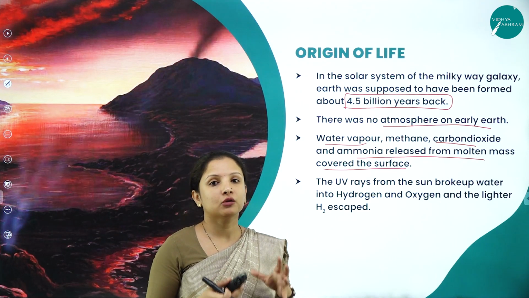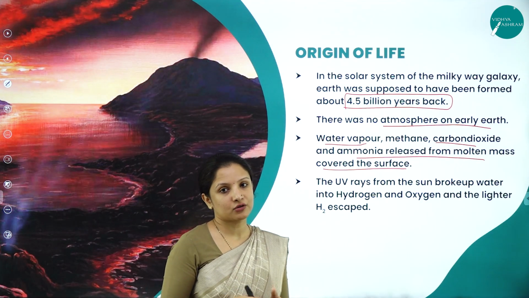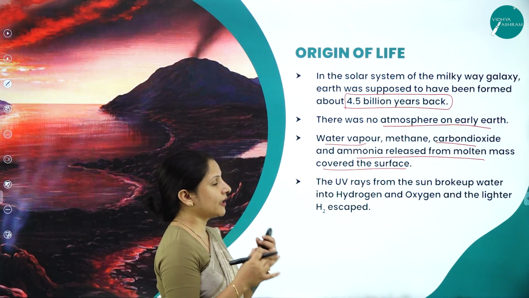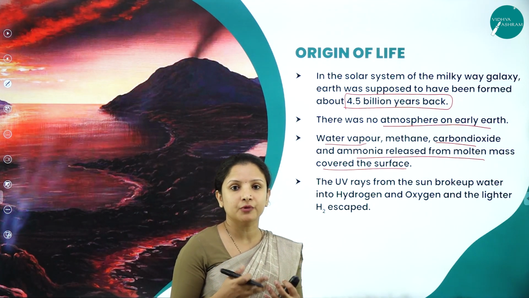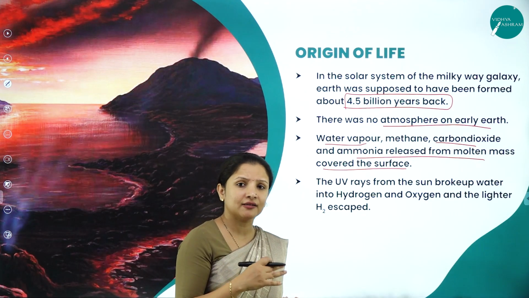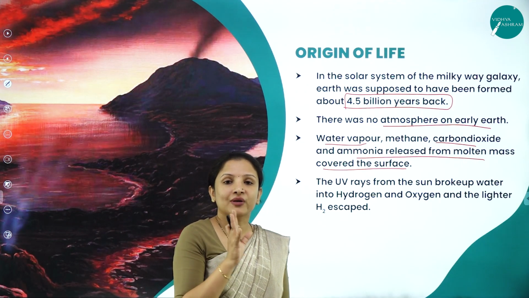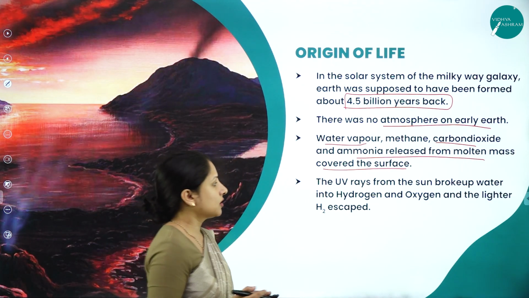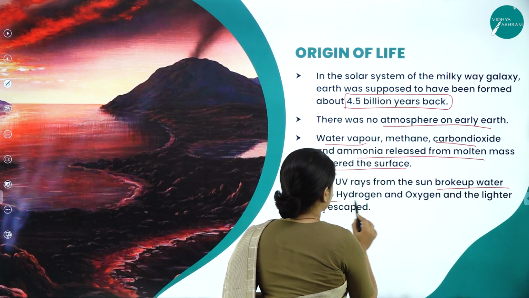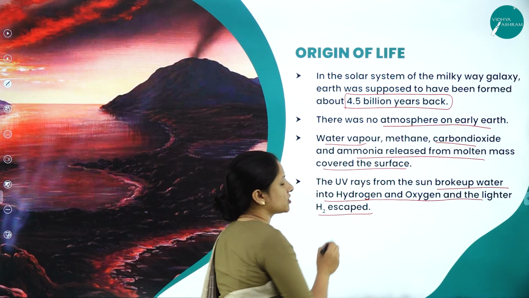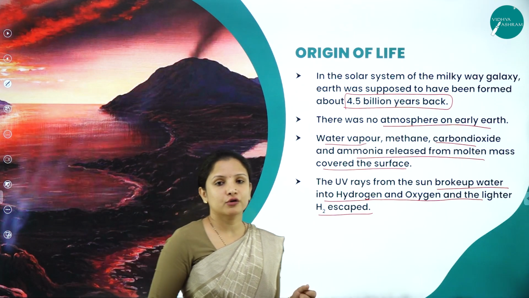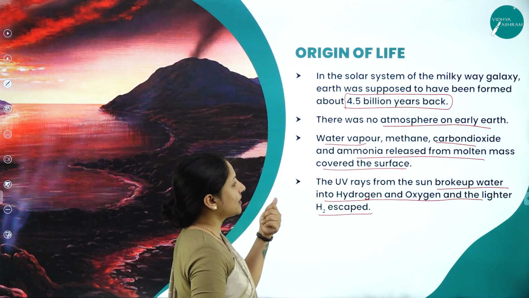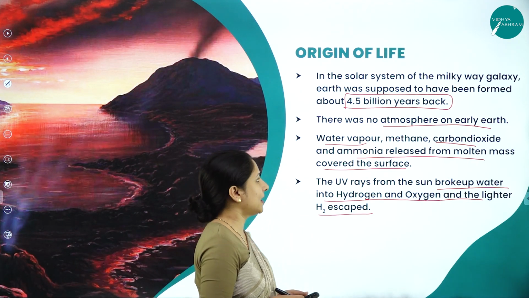It was filled with volcanoes and a lot of molten lava on the surface, and because of that, a lot of water vapor, methane, carbon dioxide and ammonia were released from the molten lava into the atmosphere. It is said that this actually resulted in the present day atmospheric condition that we have today. The UV rays from the sun broke up water into hydrogen and oxygen, and the lighter hydrogen escaped into the atmosphere. So we got to know that the first formed Earth had hydrogen as well as methane.